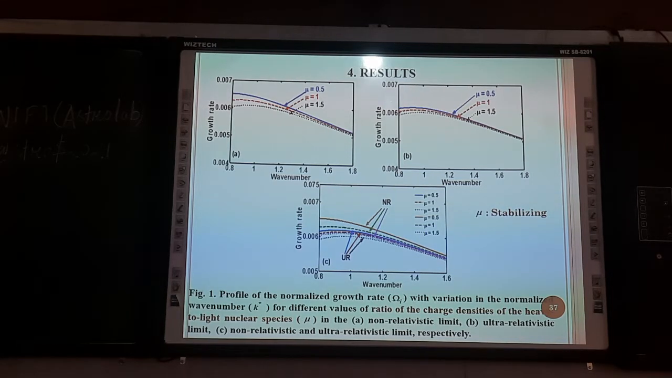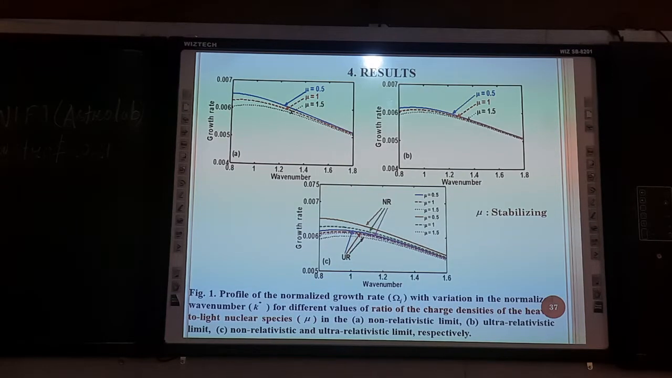And accordingly, what we find here is that if mu goes up, if it increases, then what happens? Your growth rate decreases, okay? From this picture, in both the non-relativistic as well as relativistic regimes, we are finding that the growth rate decreases because of this increment of mu. And what is mu? Mu is already given, the ratio of the charge densities of the heavy to light nuclear species. So accordingly, we can conclude that mu acts as a stabilizing agency for this fluctuation dynamics.